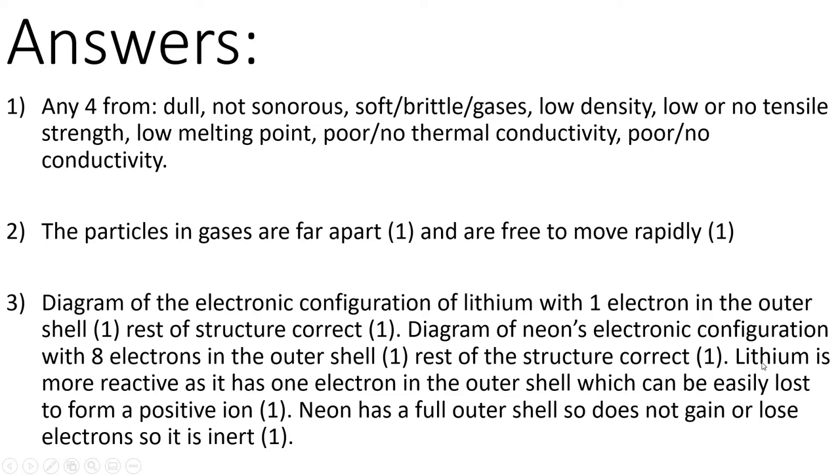Then we need to explicitly say that lithium is more reactive as it has 1 electron in the outer shell, which can be easily lost to form a positive ion. So this idea that the electron can be lost is what makes it more reactive, because it likes to lose that electron. Whereas neon has a full outer shell, so it does not like to gain or lose electrons, so it's not going to form any bonds.